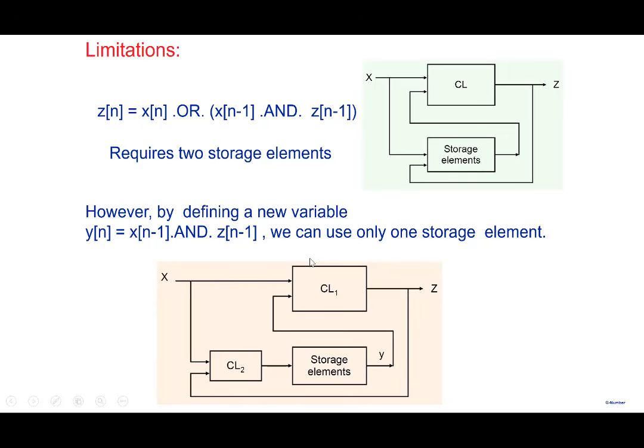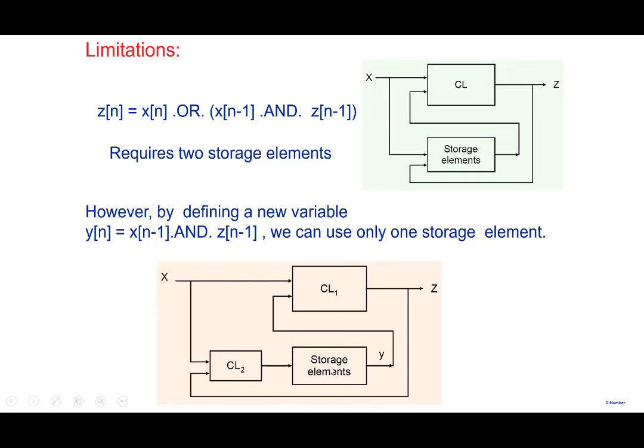So what we see is the following. This is illustrating that we generalize our sequential circuit into this particular form here, where z depends on the present values of x, and x and z are fed together into a combinational logic which generates a value which is then stored in the storage elements.